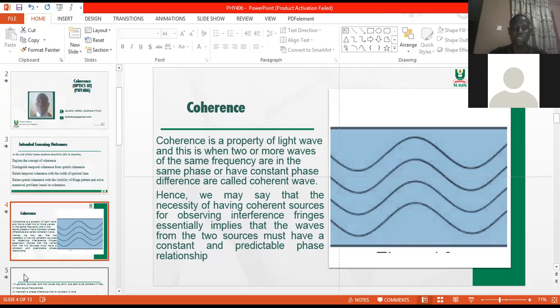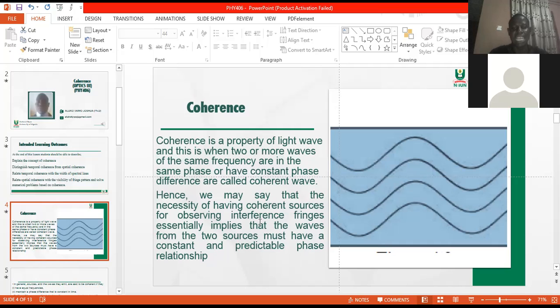So they can also be called coherent waves. I think you get that. And you can see in the diagram here, when we have two or more waves of the same frequency and the same phase, can you see they have the same shape, they're in the same phase, and they have the same frequency, phase and phase difference. Those are the two keywords there. Same frequency and same phase, or a constant phase difference, are called coherent waves.